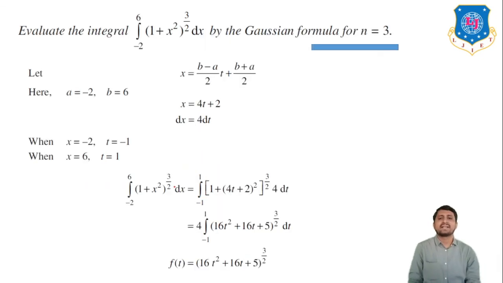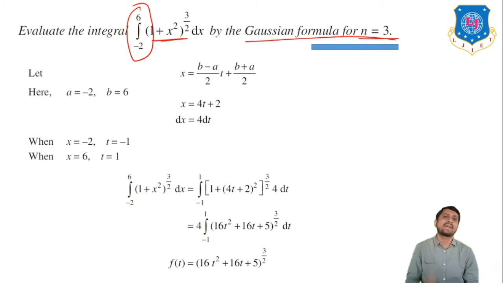Okay, now next example: evaluate the integration from minus 2 to 6 of 1 plus x square raised to 3 by 2 by Gaussian formula for n equal to 3. For n equal to 3 means you have to just use the 3-point Gaussian quadrature formula. So first we have to convert this limit from minus 1 to 1.